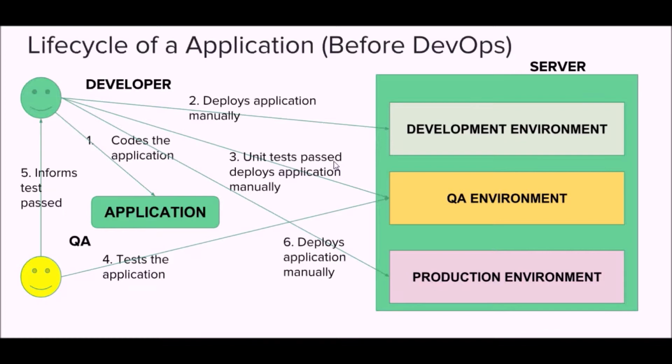4. QA starts testing the application. 5. QA informs the developer that the application passed all test cases. Finally, the developer deploys the code manually to production.